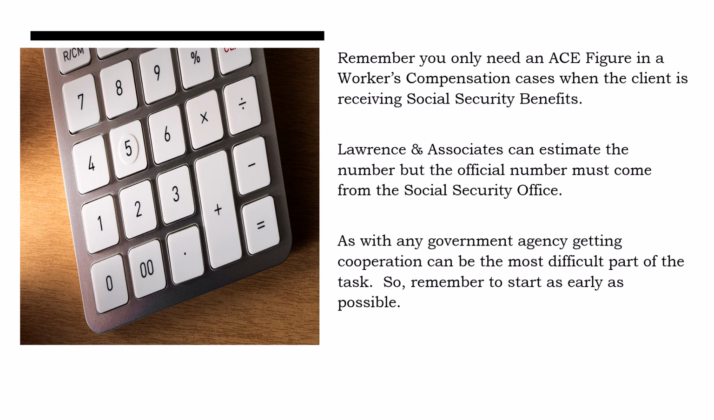Social Security benefits. Lawrence & Associates can estimate the number, but the official number must come from the Social Security office. That's another reason why these numbers take so long to get in, because we are relying on the Social Security office. And with any government agency, the cooperation can be a little bit difficult to get right away. So to prevent any delays in settling their workers' compensation claim, we need to start this process as soon as possible.